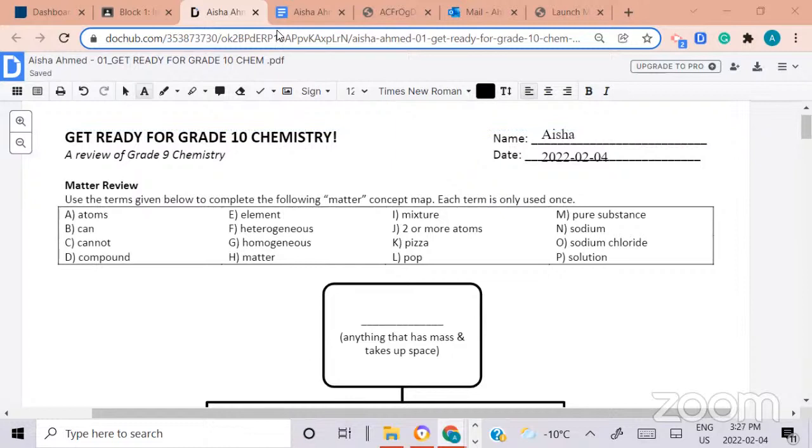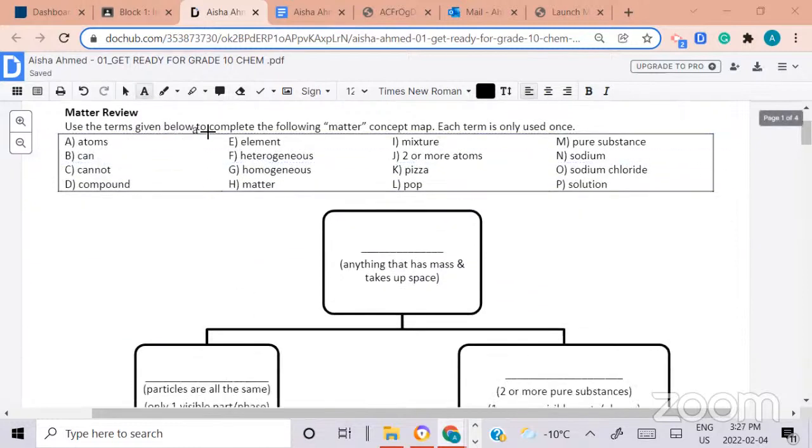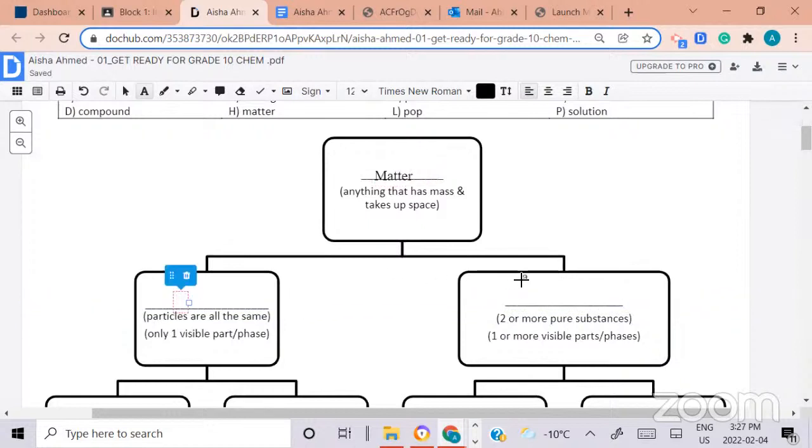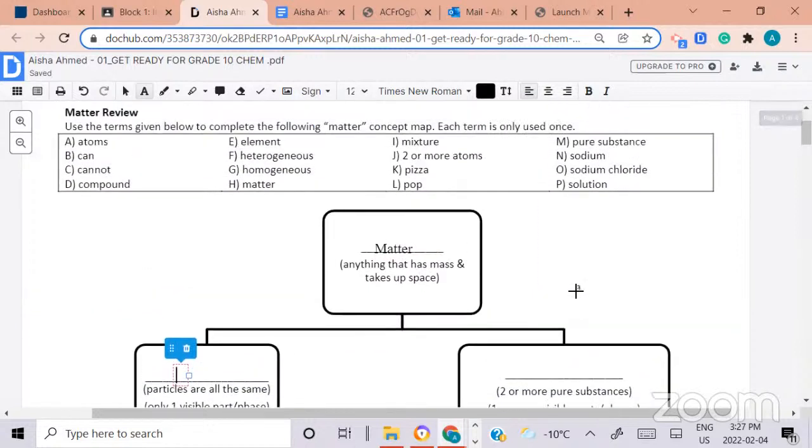Matches the first description. Use a term to complete the following matter concept. Anything that has mass and takes up space is matter. Yes, matter. So matter is a very general term and it refers to anything that has mass and takes up space. You can think of any food, any item, anything really can be considered matter.